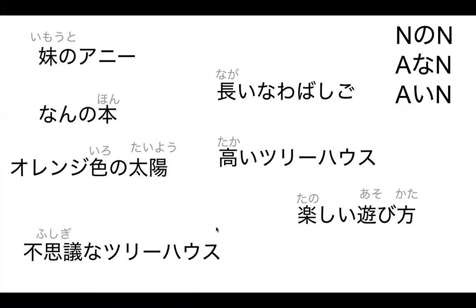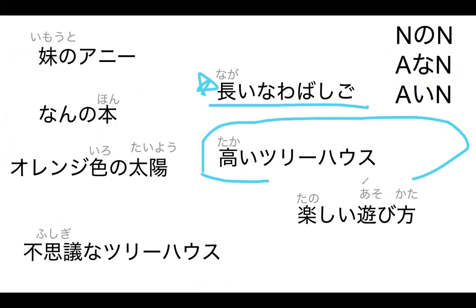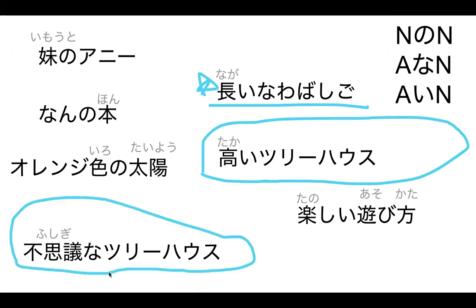So right over here, I would like you to tell me, right here is exactly what you did, nagai nawabashigo. What does this phrase mean? Takai tree house. So tall tree house. Yes. Nice. And can you tell me what this means? Fushigi na tree house. So mysterious tree house. Yep. And what does this one mean?